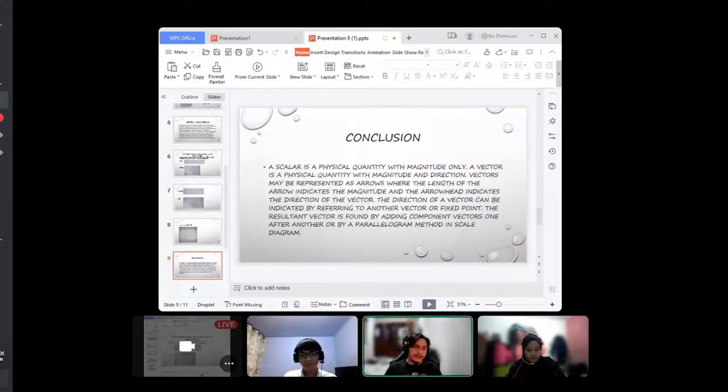For the conclusion, a scalar is a physical quantity with magnitude only. A vector is a physical quantity with magnitude and direction. Vectors may be represented as arrows, where the length of the arrow indicates the magnitude and the arrowhead indicates the direction of the vector. The direction of a vector can be indicated by referring to another vector or a fixed point. The resultant vector is found by adding component vectors one after another or by the parallelogram method in a scale diagram.